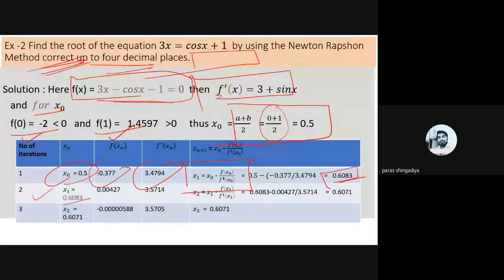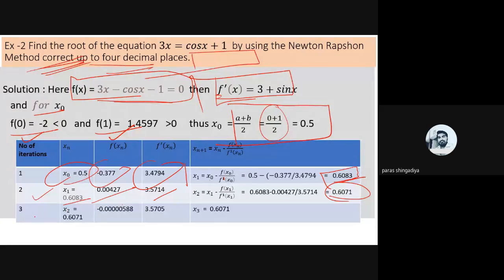x1 will be 0.6083. Use 0.6083 in the function and find its output, that will be 0.00427, and then 3.5714 will be the derivative output. Use all three values in the formula of x2, x1 minus f of x1 upon f dash of x1, and it will be 0.6071.